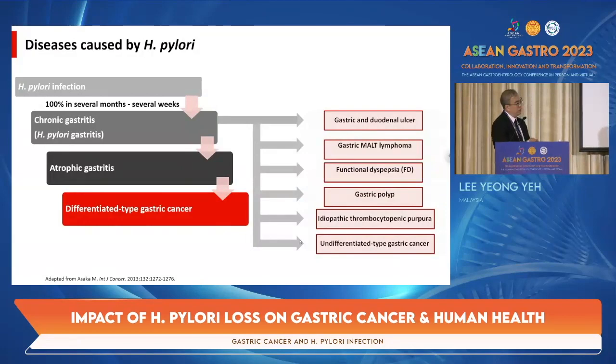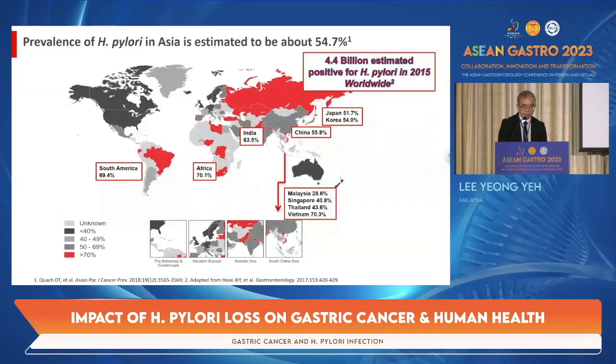We all know that Helicobacter pylori causes these diseases, including chronic gastritis, and it then leads to atrophic gastritis, leading then to differentiated type of gastric cancer. We call this the Correa cascade. And from the chronic gastritis, it then leads to multiple other diseases, including gastric and duodenal ulcers, MALT lymphoma, functional dyspepsia, polyps, idiopathic thrombocytopenic purpura, as well as, of course, the undifferentiated gastric cancer.